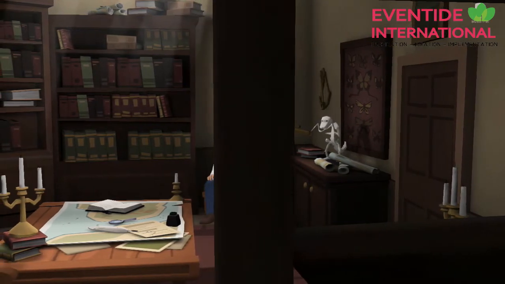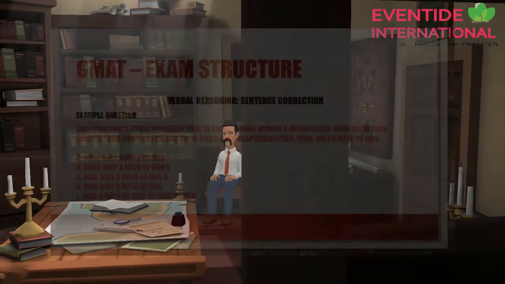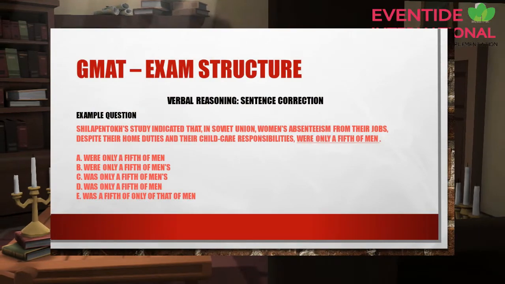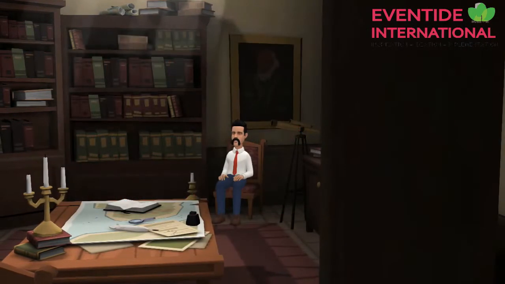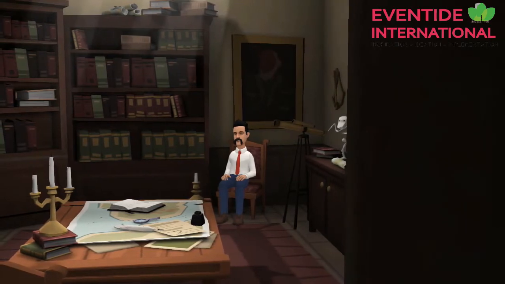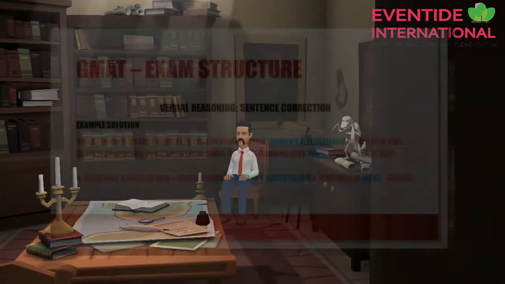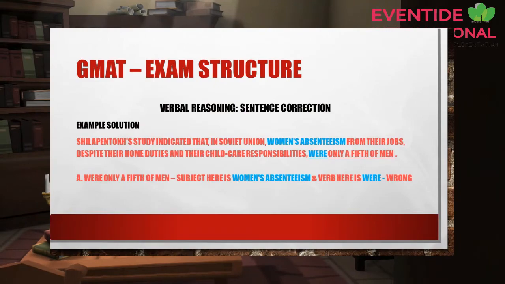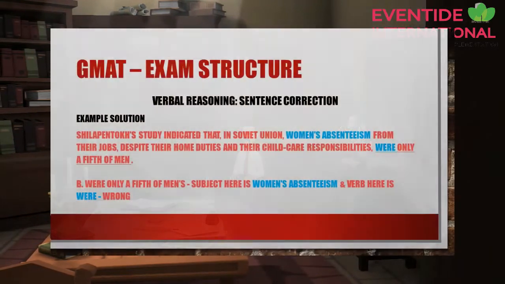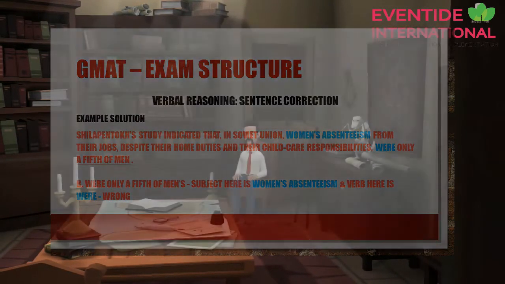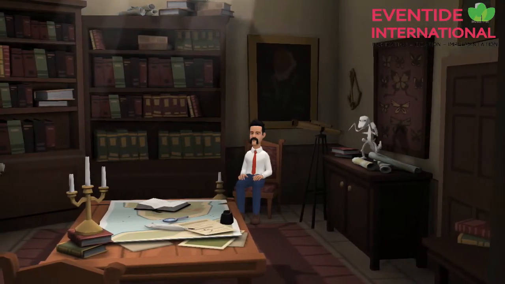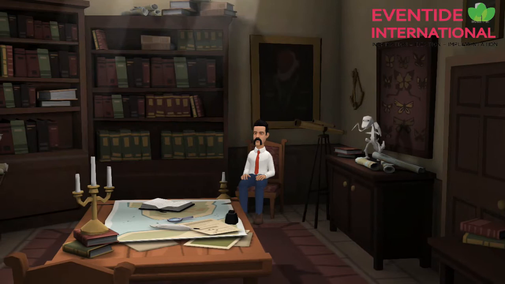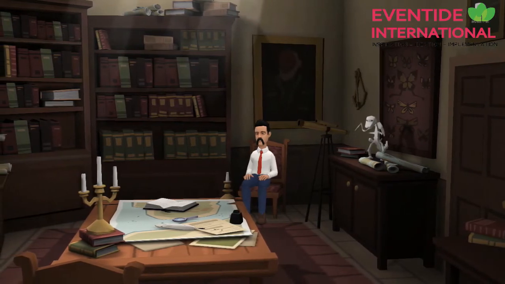While reading the question stem, if you have noticed carefully, the subject of the sentence is women's absenteeism. So the subject is singular, you cannot have a plural verb for it. You can immediately strike off all the options which include the word were. So A and B are out. The correct answer is between C, D, and E. See how we are going for the wrong answer and striking off the ones that we find.